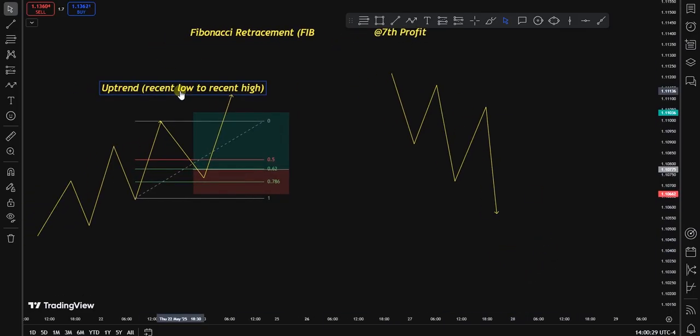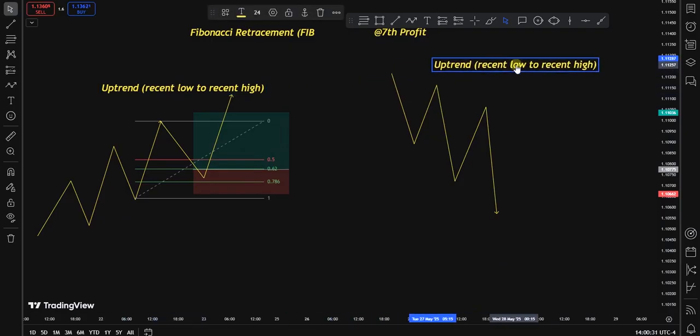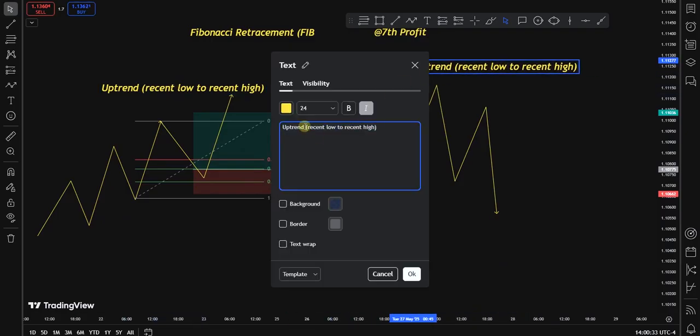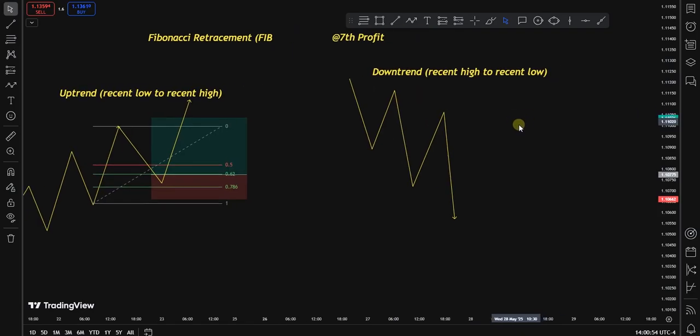So, sorry, this is going to be a downtrend. In a downtrend, you are going to draw your Fibonacci retracement from a recent high. Remember, from a recent high to a recent low. For a downtrend.